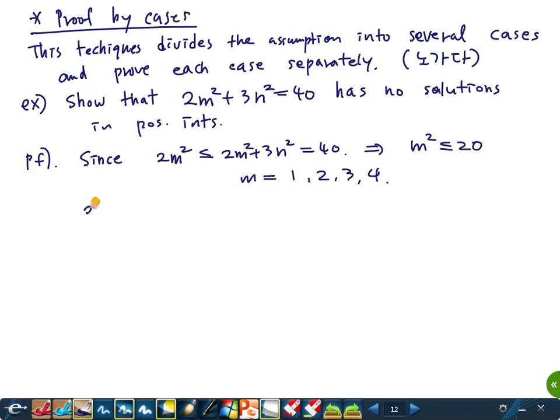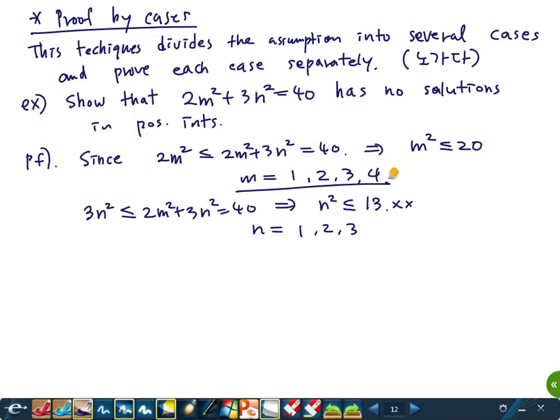Similarly, 3n squared is less than or equal to 2m squared plus 3n squared, which equals 40. So here, if you divide, n squared is less than or equal to 13 point something, we don't care. So n is either 1, 2, 3. 3 is the maximum possibility for this. So there are 4 possibilities for m, 3 possibilities for n. So (m, n) is one of these. How many pairs are there? 4 times 3. So there are only 12, right?